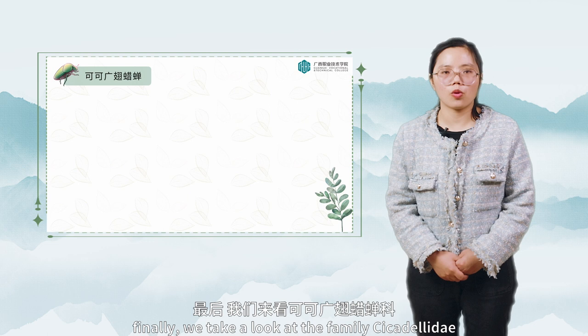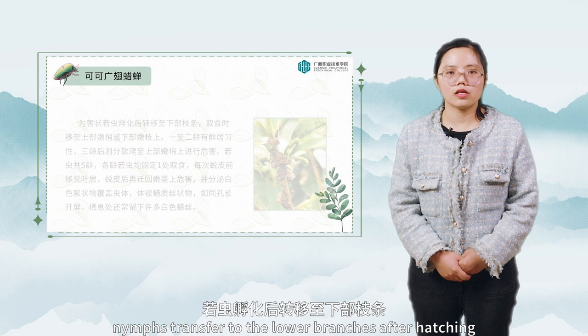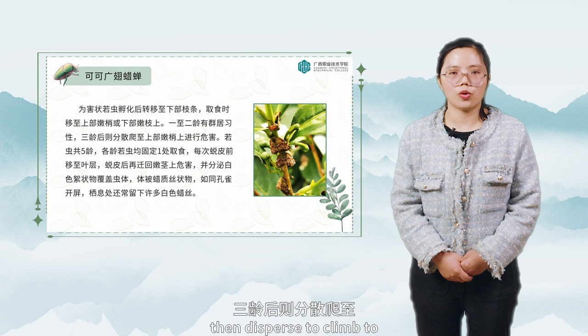Finally, we take a look at the family Cicadellidae, Homoptera cicadaceae, distributed in Hunan, Zhejiang, Hainan, and Guangdong. The symptoms are as follows. Nymphs transfer to the lower branches after hatching, move to the upper or lower tender shoots when feeding, have gregarious habits from first to the second instar, then disperse to climb to the upper tender shoots after the third instar. The nymphs have five instars.